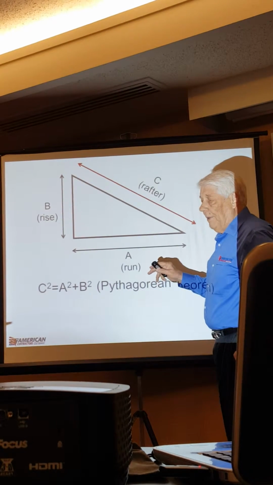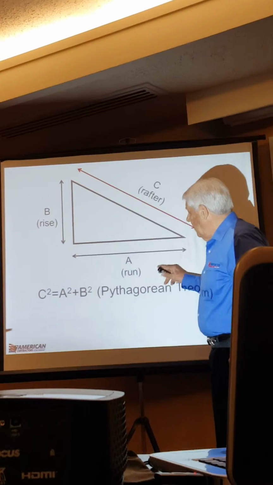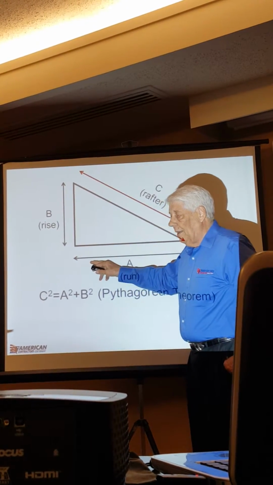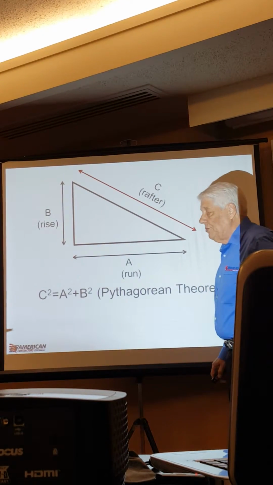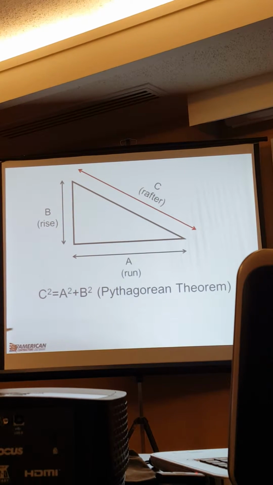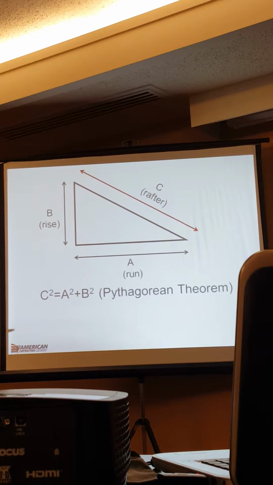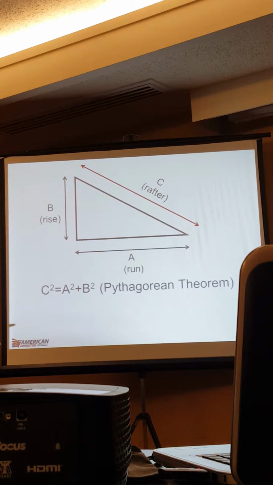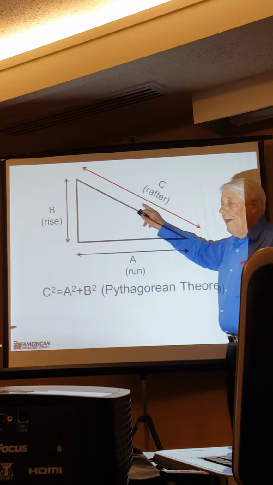So let's do that. Grab your calculator. Let's say this is a 4-12 slope. So 12 times 12 is 144. Put that in your calculator. 4 times 4 is 16. Add those two numbers together. 160. Now square root. 12.654, something like that. That's the length of the hypotenuse.